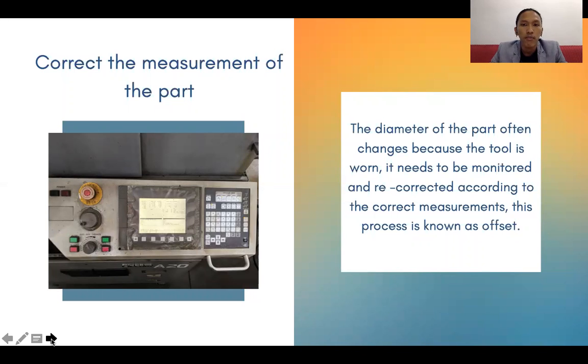Correct the measurement of the part. The diameter of the part often changes because the tool is worn. It needs to be monitored and re-corrected according to the correct measurements. This process is known as offset.